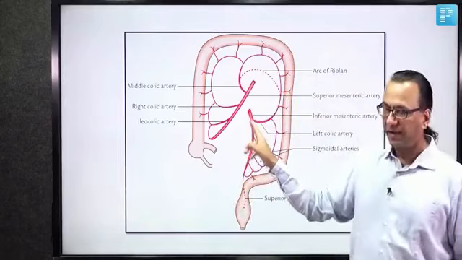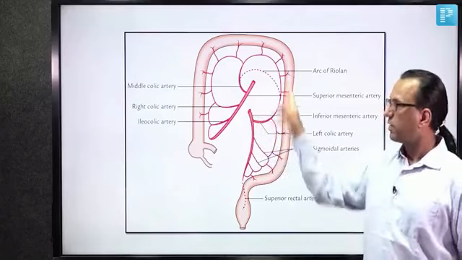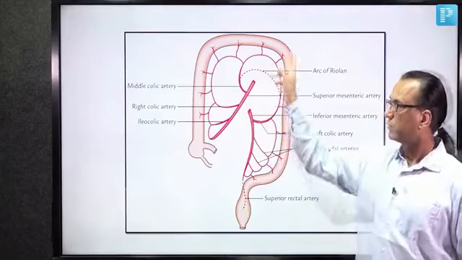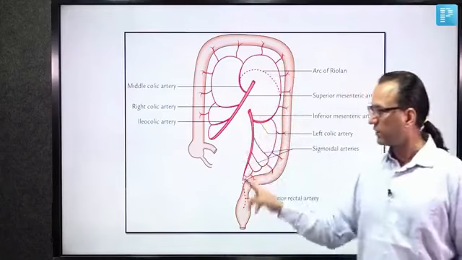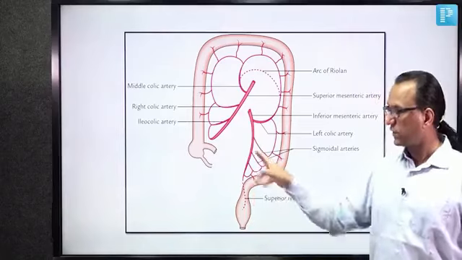This inferior mesenteric artery is giving the left colic artery to supply the descending colon. It is also giving a branch which will supply the splenic flexure of the colon, and then it is giving the superior rectal artery and sigmoidal arteries, to supply the rectoanal canal and also the sigmoid colon.